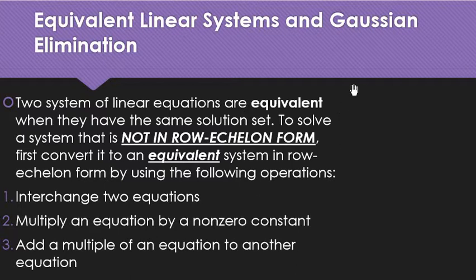1. We can interchange two equations. 2. We can multiply one equation by a non-zero constant. And 3. We can add a multiple of an equation to another equation. When we do these operations, we still get an equivalent system to the original system. And we're going to demonstrate that later.